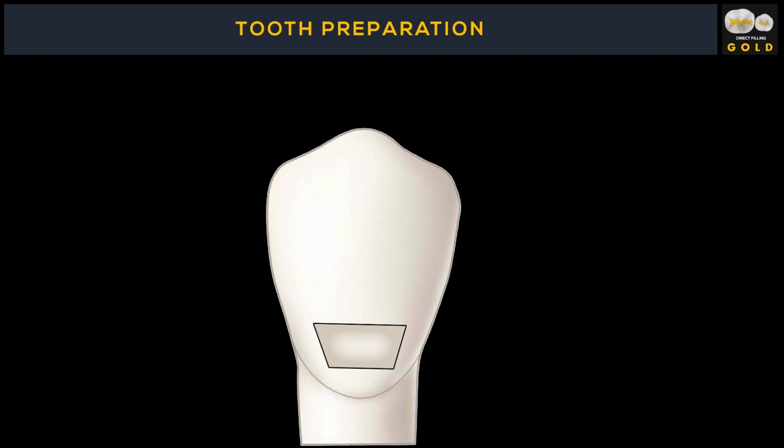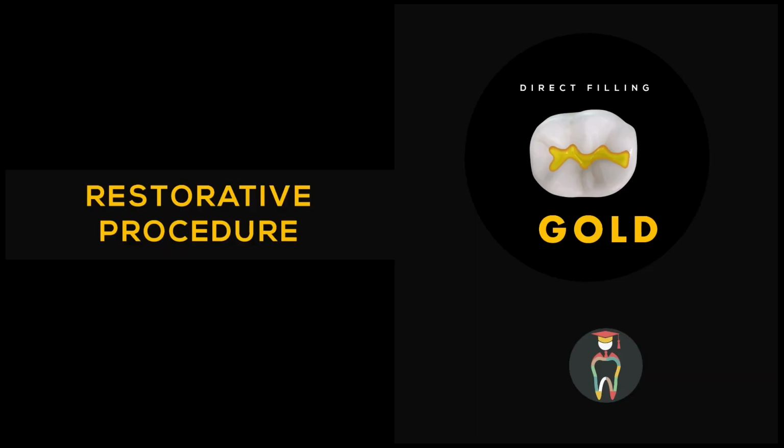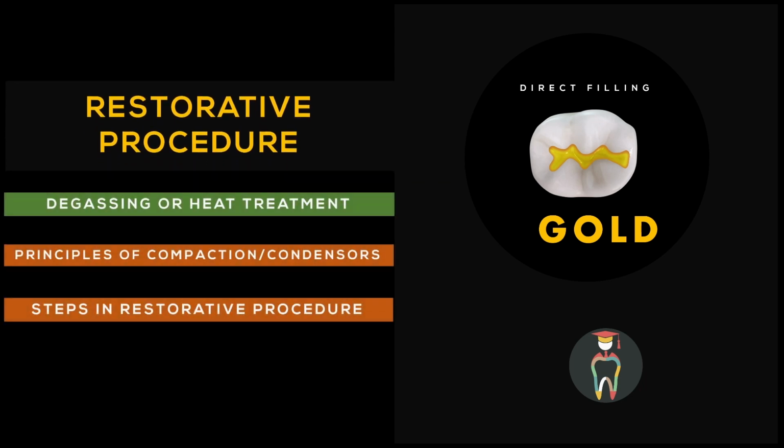We can notice sharp internal line angles and sharp pointed corners of the tooth preparation when we make it for direct filling gold. Now let's move on to the restorative procedure for direct filling gold. Basically, we have to understand 3 steps while doing a restorative procedure. First, we have to degas or prepare the direct filling gold material to be ready for restoration. Then we have to understand the principle of compaction and a little about the gold condensers. Then we have to move on to the steps in the restorative procedures.